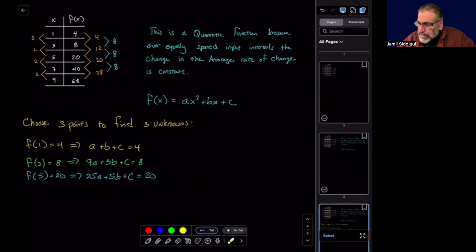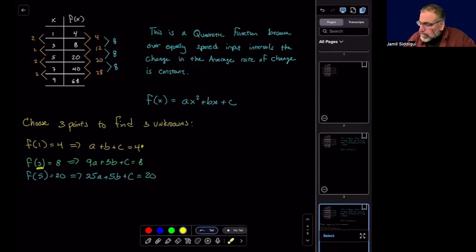So what am I going to do? This says if I plug in 1, I'm going to get out 4. If I plug in 3, I'll get out 8. If I plug in 5, I'll get out 20. I do exactly that. I'm going to plug 1 into this equation right here. What is that going to give me? That's going to give me a plus b plus c, and it's going to have to give me 4. So that's what I know. Plug in 1, get out 4.